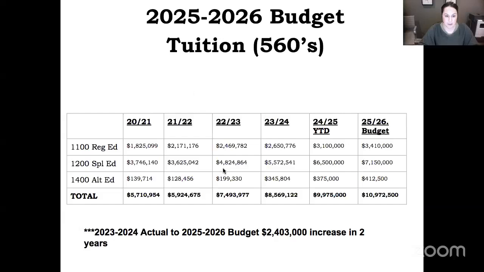So back in 2020, 2021, we were about $5.7 million in tuitions. And next year's budget, if we're going to increase in the same allowance that we have in the past few years, I'm looking at $10.9 million. So just over 2 years, that's a $2.4 million increase. And that's, as you can see, in our budget, a lot to try to make up for.